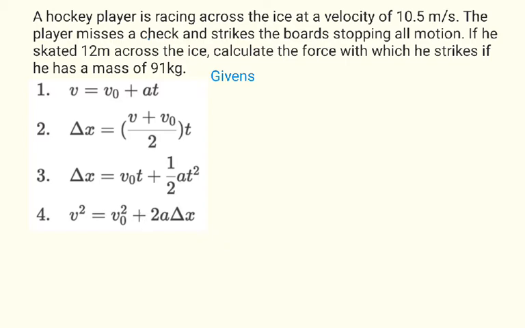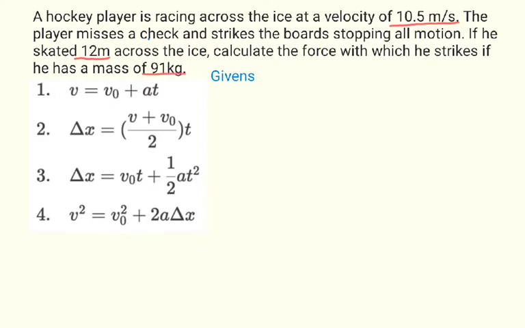Now, I'm going to go ahead and just take my little red pen here, and I'm going to underline the things that are very obvious, right? So the first thing I see here is we have 10.5 meters per second, right? Player misses the check, strikes the board, stopping all motion. If he skated 12 meters across the ice, I'm going to underline 12 meters. Calculate the force with which he strikes if he has a mass of 91 kilograms.